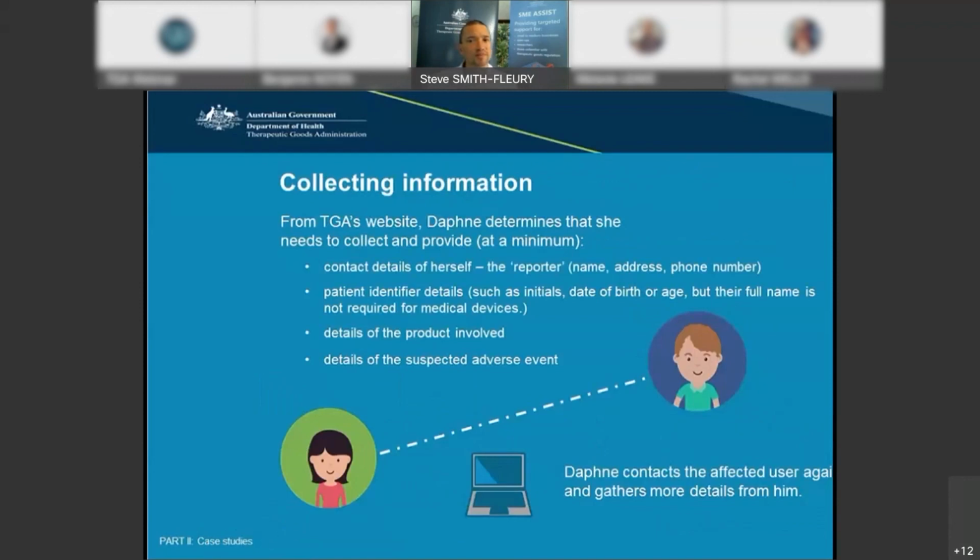So the website prompts Daphne to collect information from the affected user. There are minimum details that she'll need, and those include details about herself as the reporter, details about the affected user, referred to as the patient, details on the product involved, and of course the incident itself. Daphne gets back in contact with the affected user, as I said earlier, called the patient, and gathers all the information from this person.